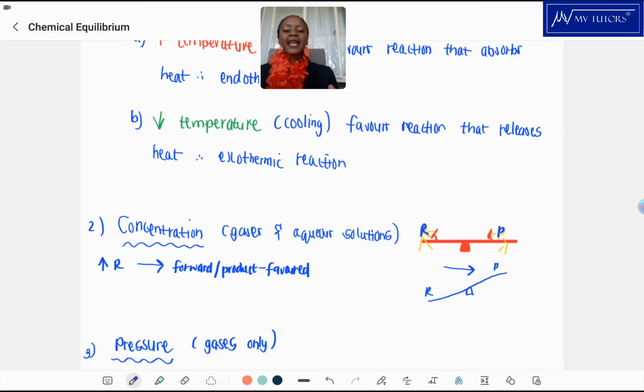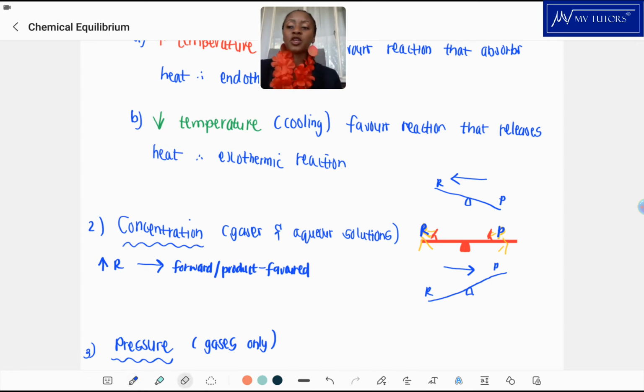And the same would happen if you were to increase your products as well. By increasing your products, now your products are heavy. So the seesaw will go the other way, and you have your reactants on this side. So what will Le Chatelier advise? Well, he would tell you, listen, you gotta go help out the reactants there. So it's gonna be reactant favored or reverse favored. That is what you do when you add reactants or when you add products.